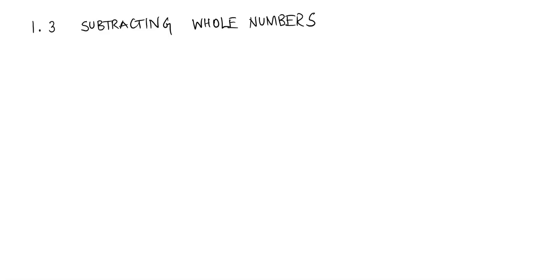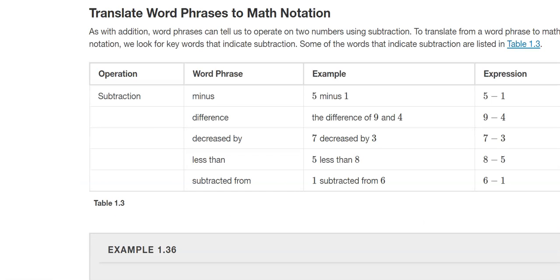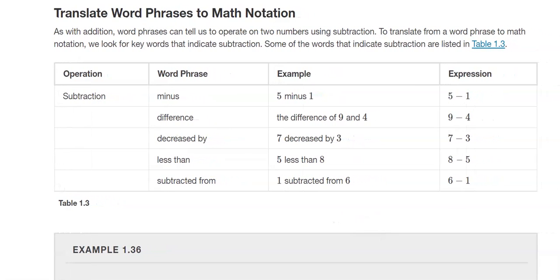Hello class, welcome to 1.3 Subtracting Whole Numbers. Our focus here would be on these objectives: to subtract whole numbers and to look at applications of subtracting whole numbers. Now we know that to subtract means to take away, right?